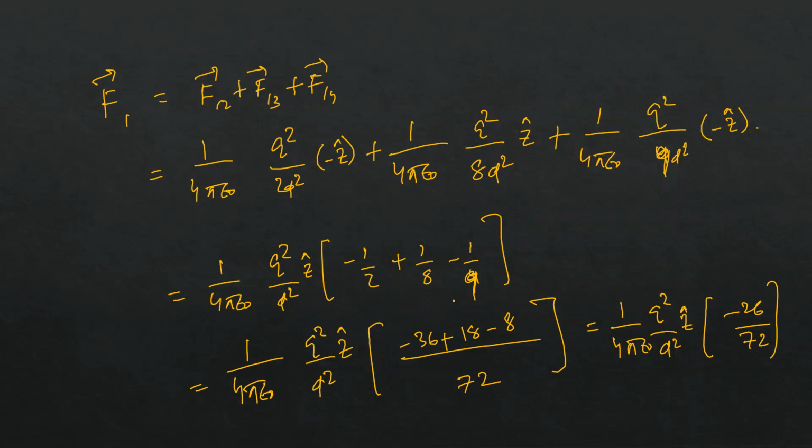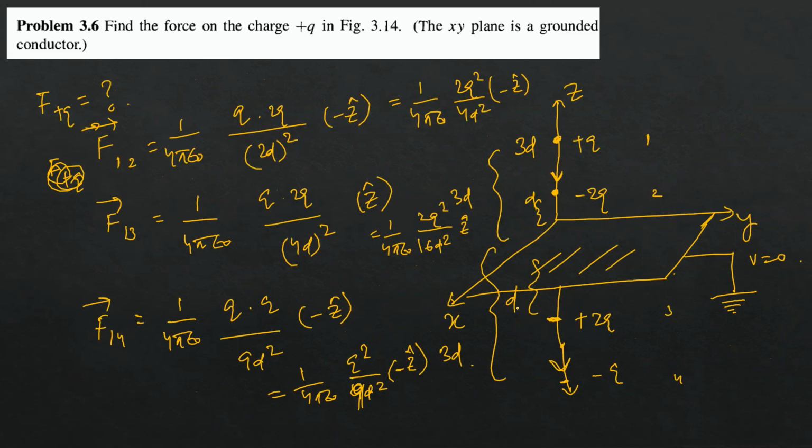Again I made a mistake here. This is 9, sorry. Wait, just give me a second. Oh, what have I done? I'm making mistakes again and again. See, this is 3d, this is 3d, so this is a whole 6d, and this should be 6d square, no? 36d square. Simple mistake.